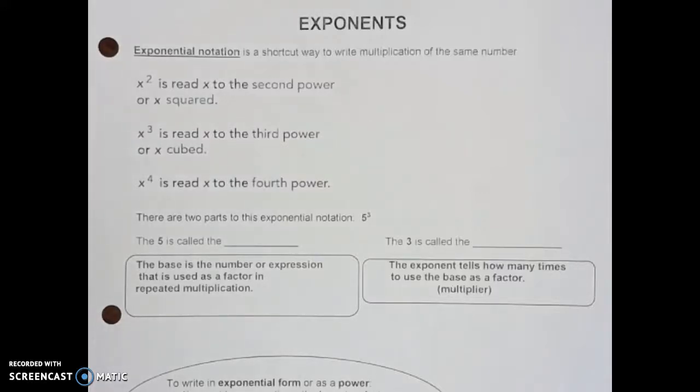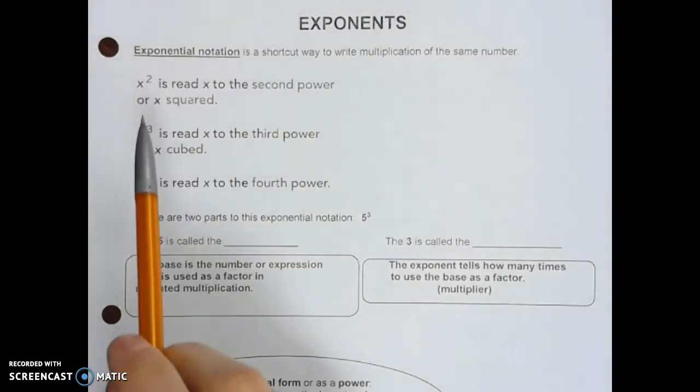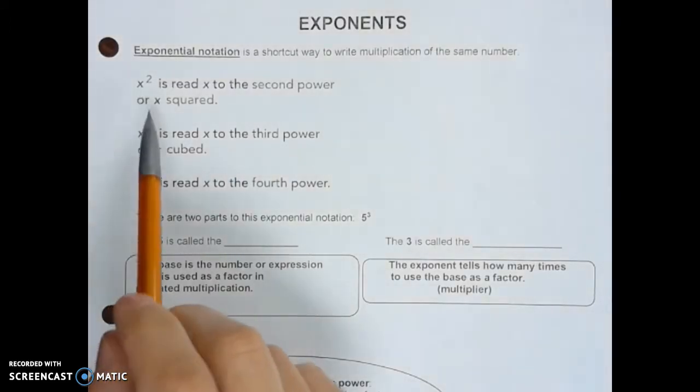In your lesson today, you're going to have a review of exponents and order of operations. And we're going to start off with talking about exponents. Exponential notation is a shortcut way to write multiplication of the same number. It's like repeated multiplication. And there are a few different ways that we can show certain exponents.